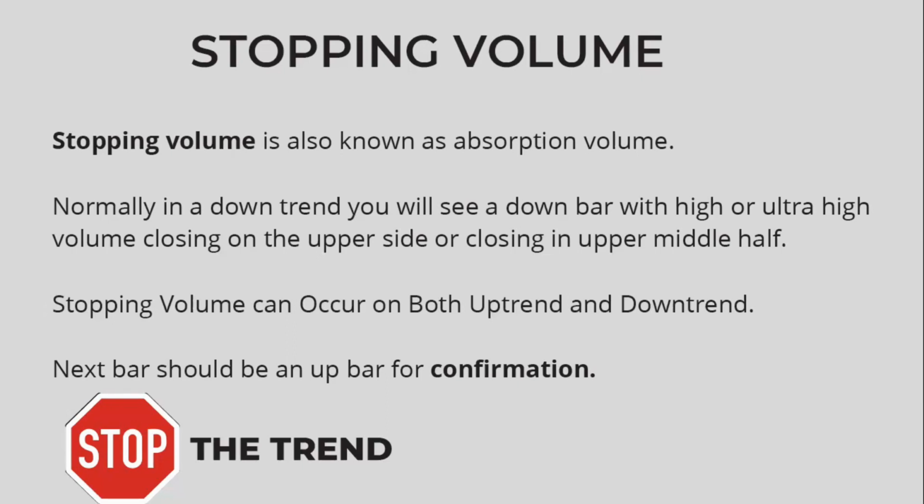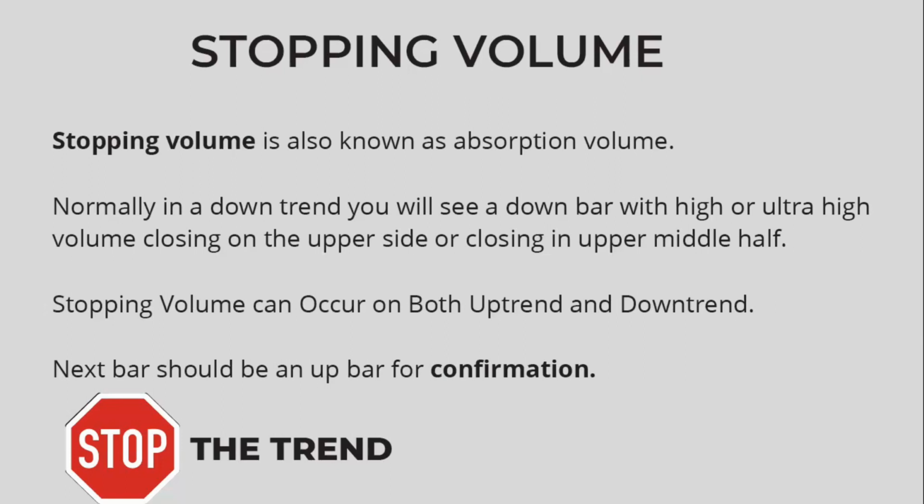Sometimes the volume might be lesser, but the closing is the actual difference right here. In selling climax, the closing will be on the lower side of the bar, and in stopping volume the closing will be on the upper side of the bar. This indicates the buyers' dominance in the market, and you can see stopping volume in either an uptrend or a downtrend.